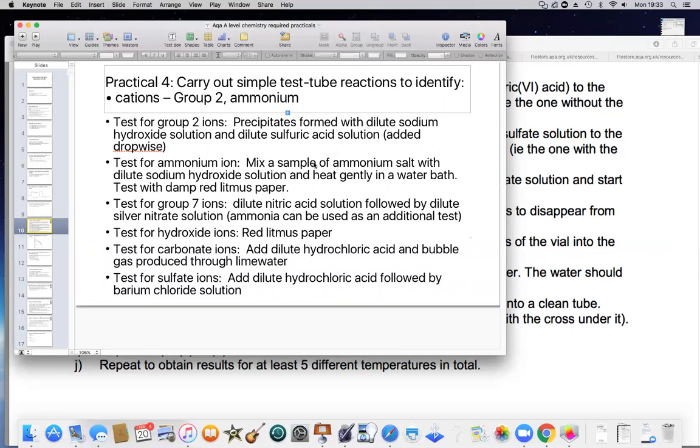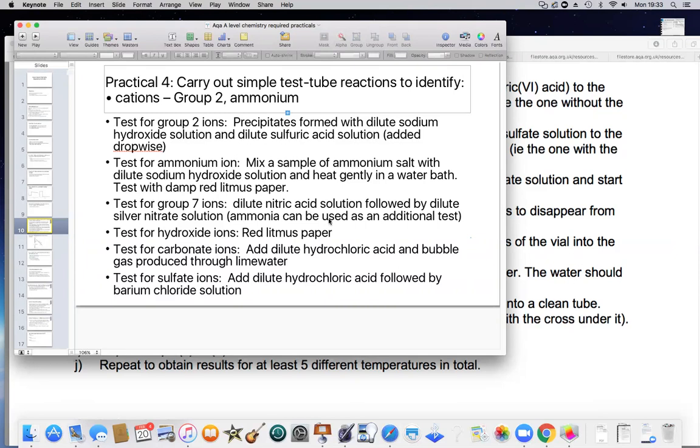Ammonium ion: any ammonium salt solution mixed with a little sodium hydroxide and heated gently will turn damp red litmus paper blue as a result of the production of ammonia. Group 7 ions, you'll have come across this at GCSE, dilute nitric acid followed by dilute silver nitrate solution.